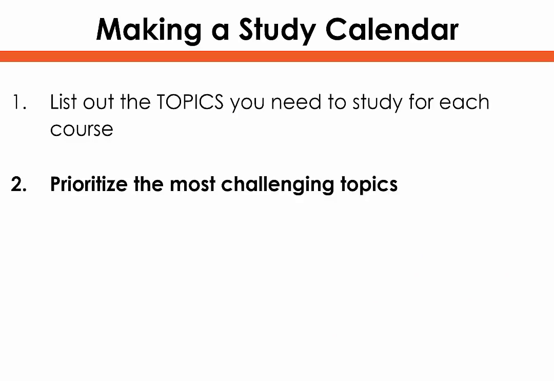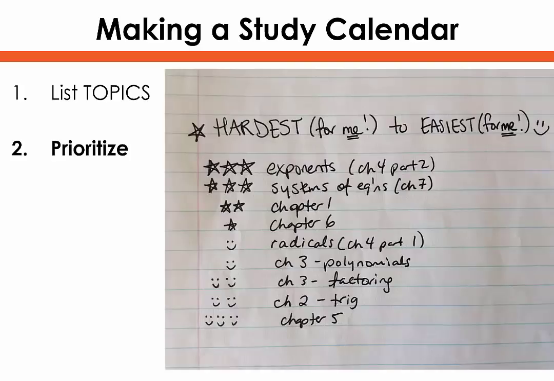Your second step is to prioritize the topics from most challenging to easiest. You want to make sure that this is focused on your own studying needs. For example, if you found exponents the hardest, list them first. Then work your way down to the chapter you found the easiest, for example, chapter 5.